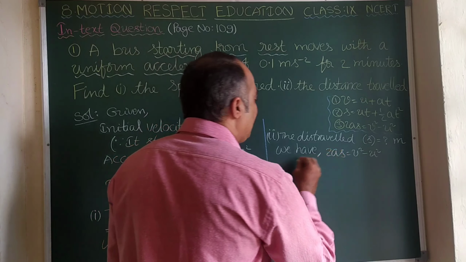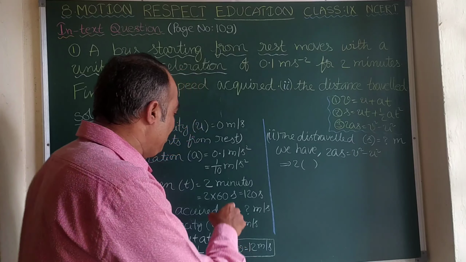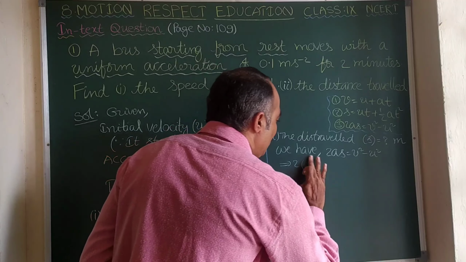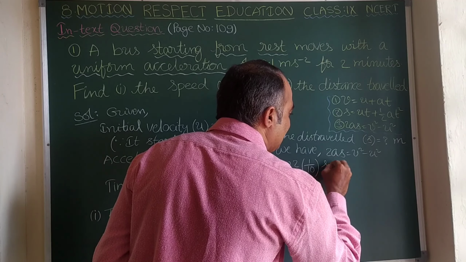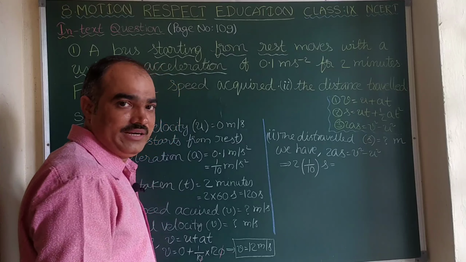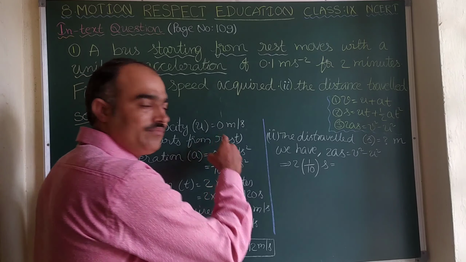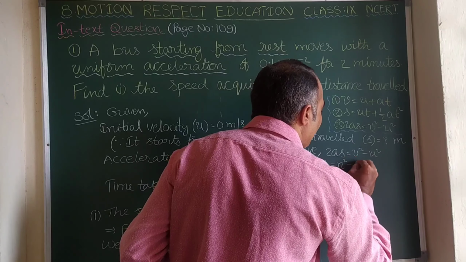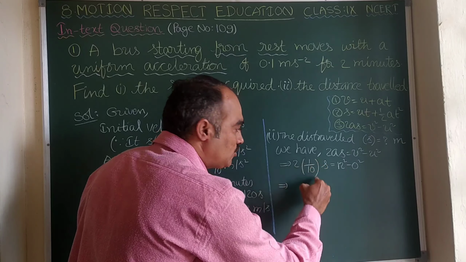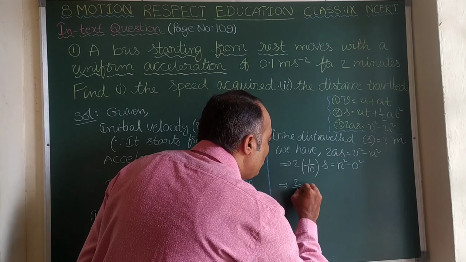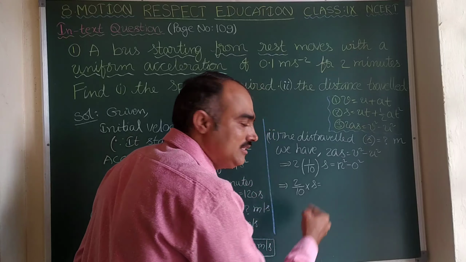Okay. Now here let us substitute the given values. 2, let us write as it is, into a. A means here 1 by 10. 2 into 1 by 10, into s, let us write s as it is because that is what we need to find. V square is 12 square minus u square is 0 square. So it is 12 square minus 0 square. Let us simplify here. 2 1s are 2. So it is 2 by 10 into s is 12 square is 144. 144 minus 0 is 144.